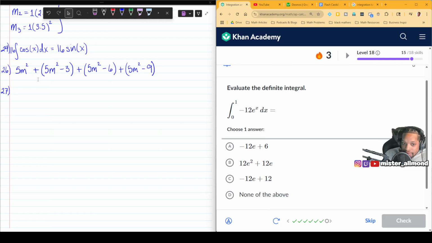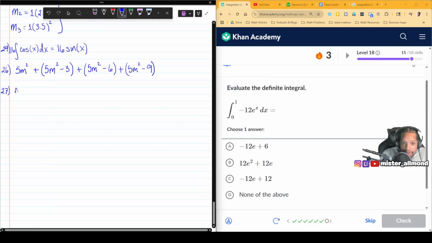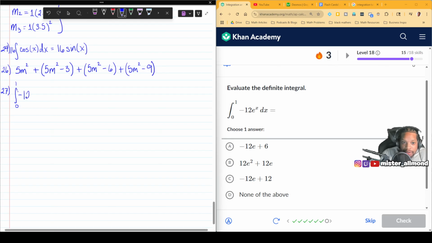All right, this one should be very easy. Integral from 0 to 1 of -12 e to the x dx. Oh, this one is super easy. I'm just going to rewrite it. The -12 I'm going to pull to the outside.